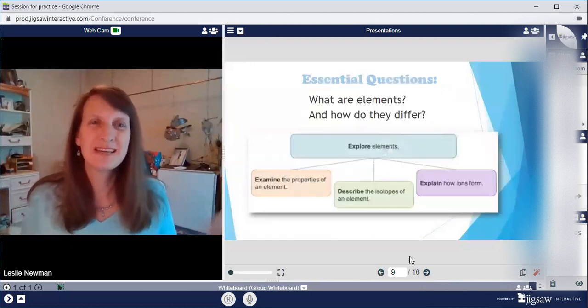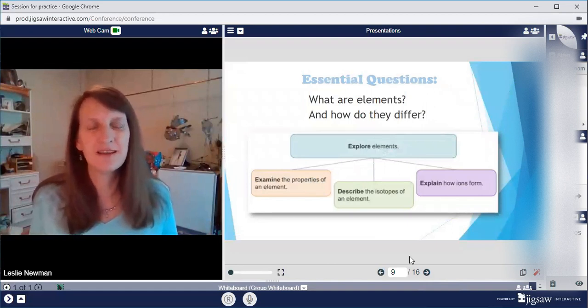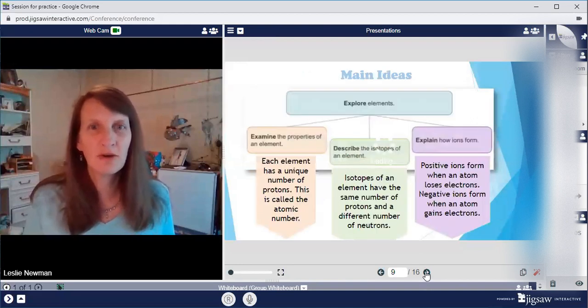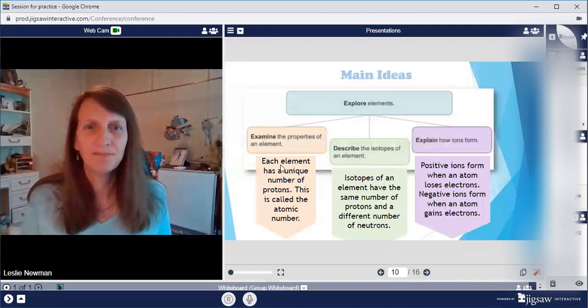Anyway, so today's lesson, the 8.13, was on elements. You're going to explore elements in three parts: understanding the properties of an element, describing the isotopes, and explaining how ions form. Let me just go over a couple of details about those.